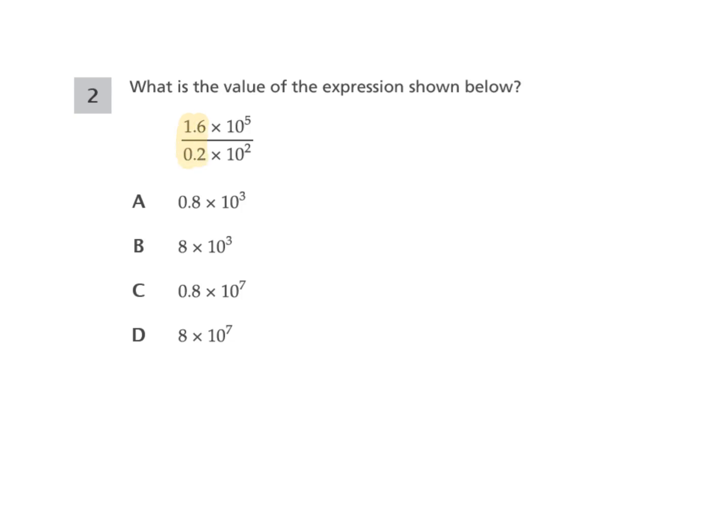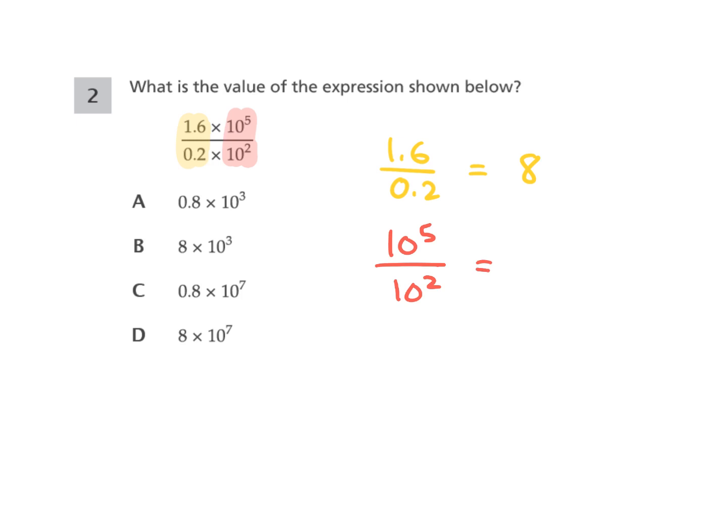Well, what I'm going to do first is I'm going to highlight this. When I highlight, that means you should focus in on that, and I'm going to treat that like a division problem, and I'm going to evaluate it. So 1.6 divided by 0.2 is 8. Then I'm going to go on and highlight this part right here, and I'm going to write that down, 10 to the 5 divided by 10 to the 2.